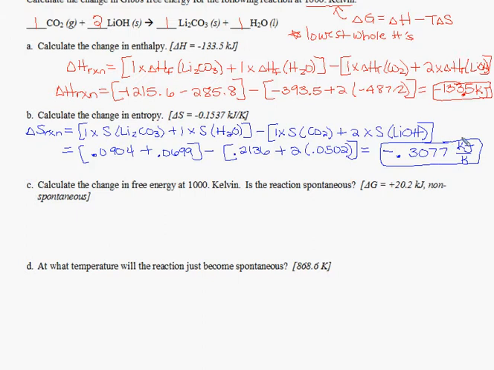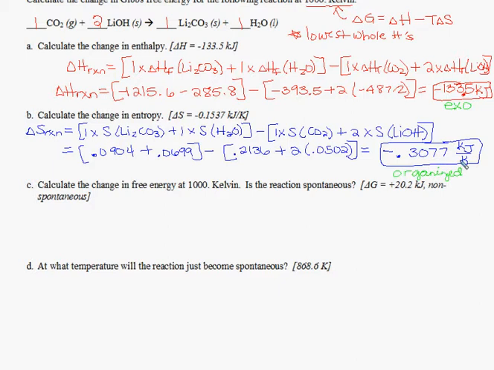All right, so you can see then that we have 2 processes that we're looking at. One is the heat, which is nice and exothermic. It's going to release a bit of heat into the environment. The second one is the chaos, and it's a negative value, so we are becoming less disordered and more organized.